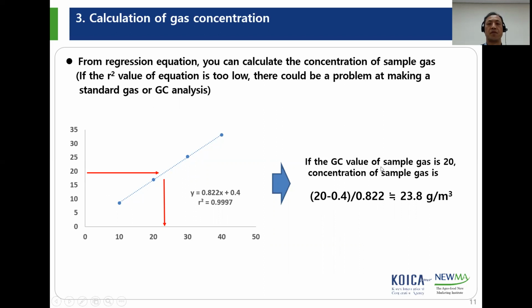So if the GC value of the sample gas during fumigation is 20, the concentration of the sample gas is calculated like this. The concentration is 23.8 gram per cubic meter. And we have to find this X, which is the concentration.